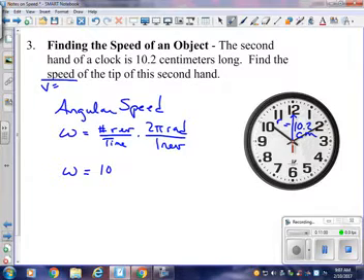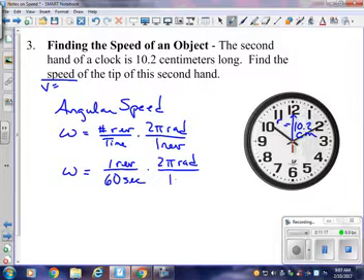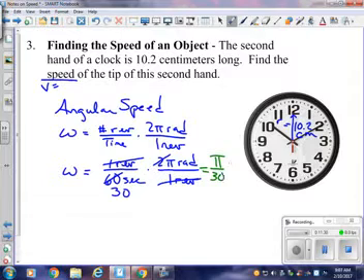So 1 revolution is 60 seconds. Each time it goes around all the way, it took 60 seconds to do that, to go 1 revolution, to go 1 time all the way around. So now I can cancel the revolutions. I can say 2 goes into 60 30 times, just using our fraction reducing possibilities here, and I end up with pi over 30 radians per second.